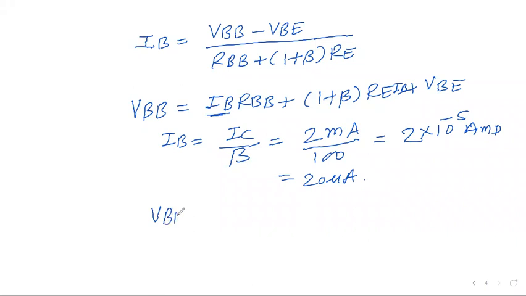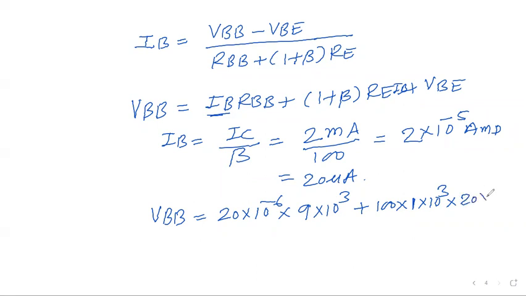Just substitute there. What do you get? VBB is equal to IB, 20 into 10 to the power minus 6, and RBB already you have calculated, 9 times 10 to the power 3, plus 1 plus beta, for simplification I will take 100, times RE, how much is RE? 1K, 10 to the power 3, into 20 into 10 to the power minus 6, plus 0.7 volt of VBE. So how much does it come? 9 into 20 is 180. And 10 to the power minus 3 means 0.18. Here how much will it come? 100 into 20 is 2000.